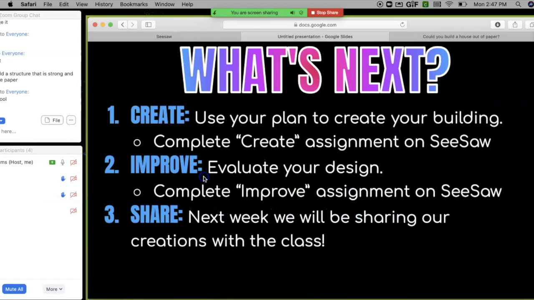Okay, so your next step is going to be to use your plan, whenever you're finished with it, to create your paper building. Once you have built this, you'll follow the directions in the create assignment in Seesaw to take a picture, record, or write out how you made your creation. Then you're going to complete the improve activity on Seesaw. So you're going to take a look to evaluate your design and think about things like how we can make it better, what worked well, what didn't work well. You're going to answer some of those questions in Seesaw.